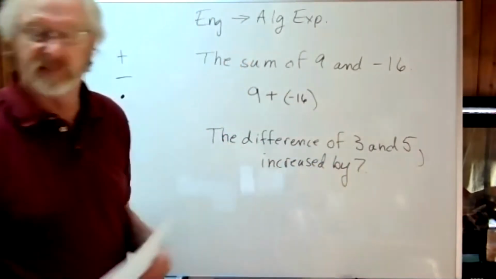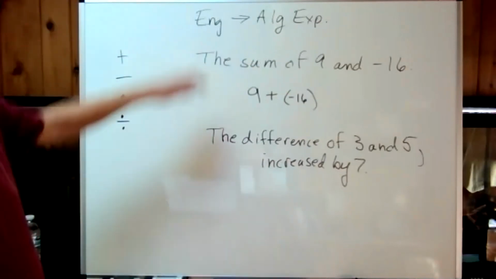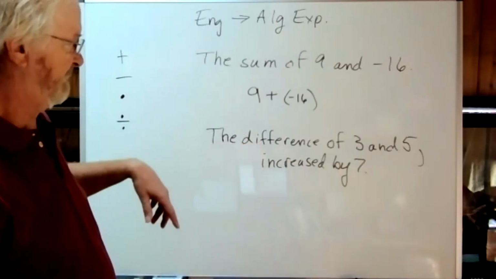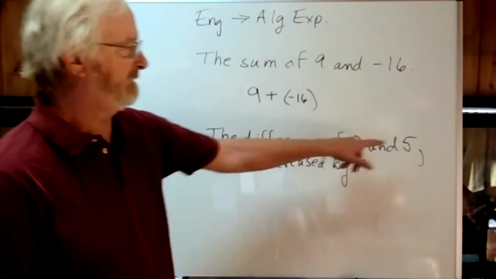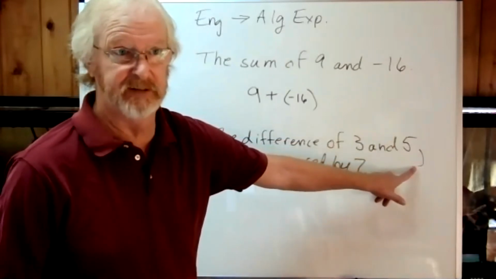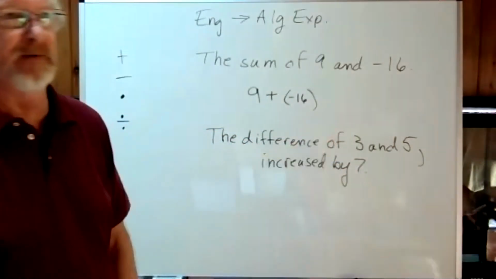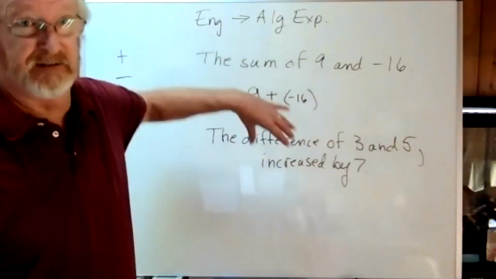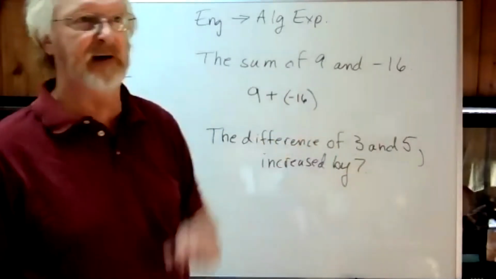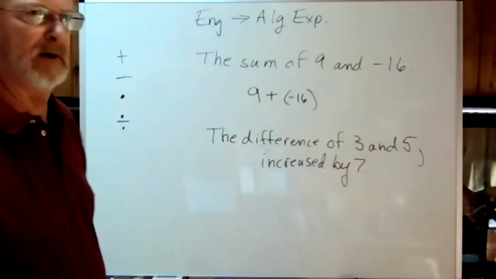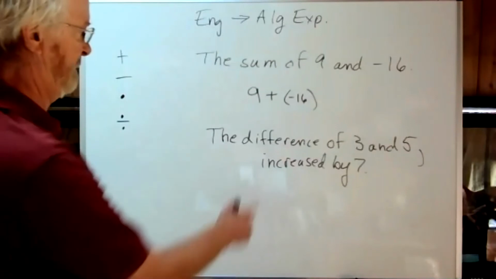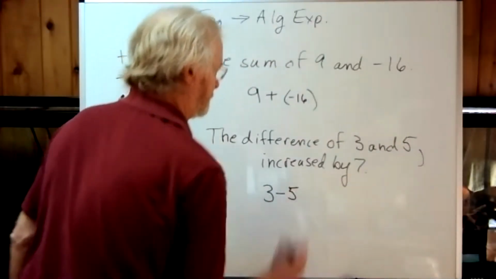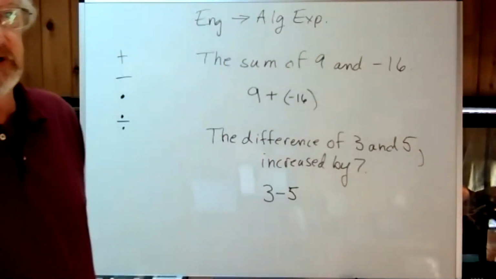Kind of a two-parter here. Again, translating. The difference of 3 and 5, comma, increased by 7. That comma kind of implies this first phrase stands alone. The difference of 3 and 5, that's one part. How do I write the difference of 3 and 5? Difference is subtraction. There's the difference of 3 and 5.